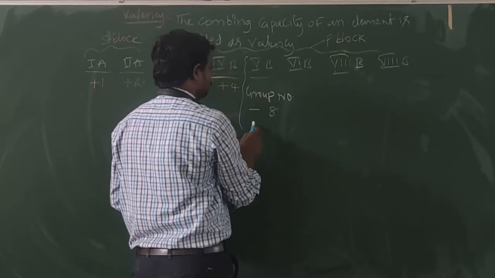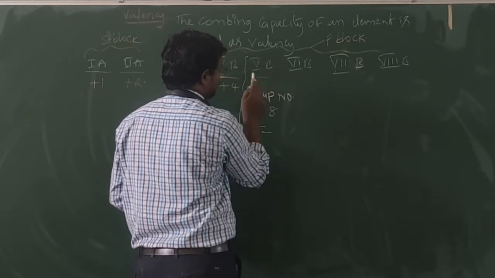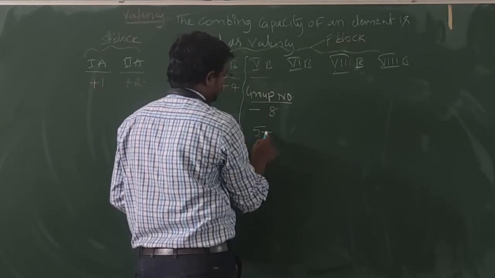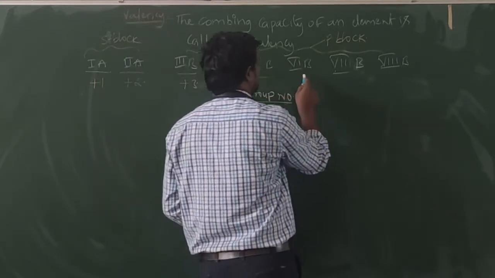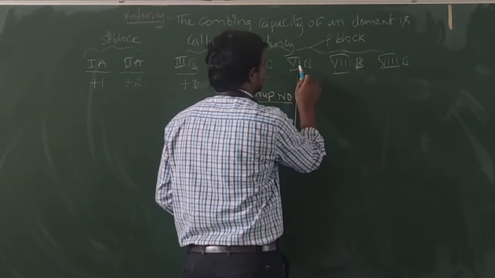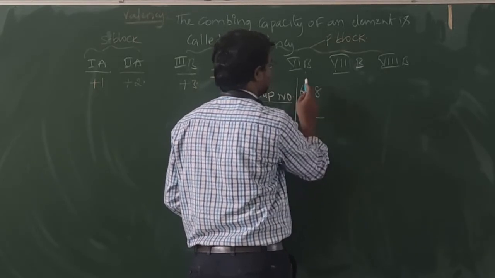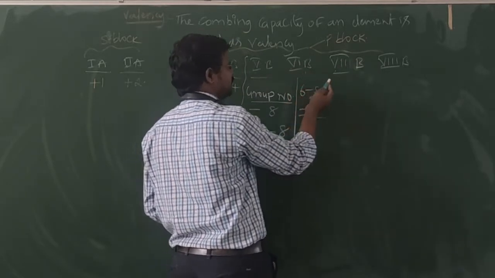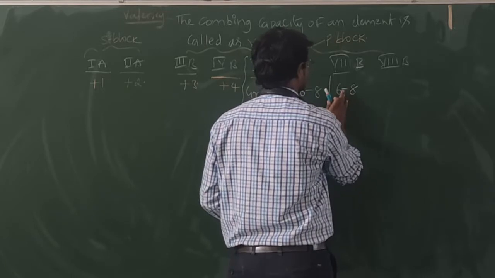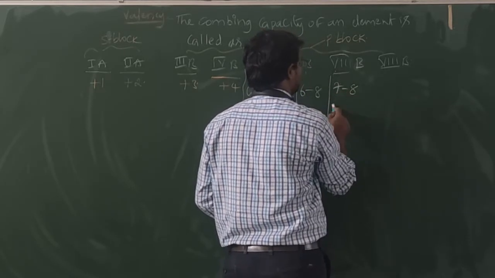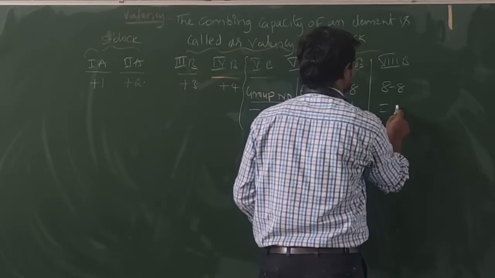So group number is how much here? 5. And group number minus 8 is 5 minus 8. How much do you get? -3. And here the group number is 6, 6 minus 8. How much do you get? -2 is the common oxidation state or valency. Sorry, it is the 7th group now: 7 minus 8, that is -1, and 8 minus 8, that is 0.